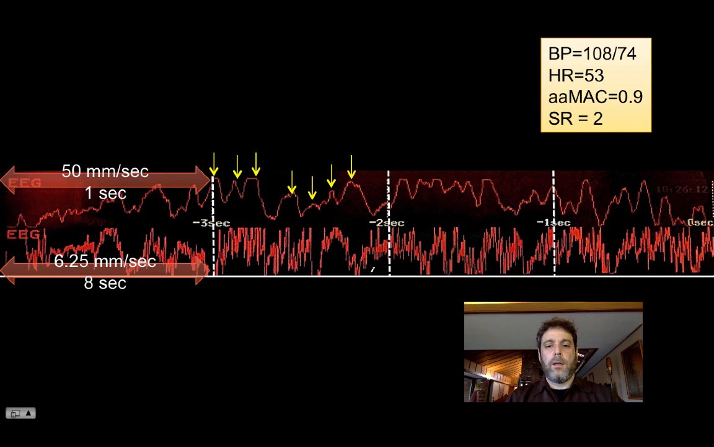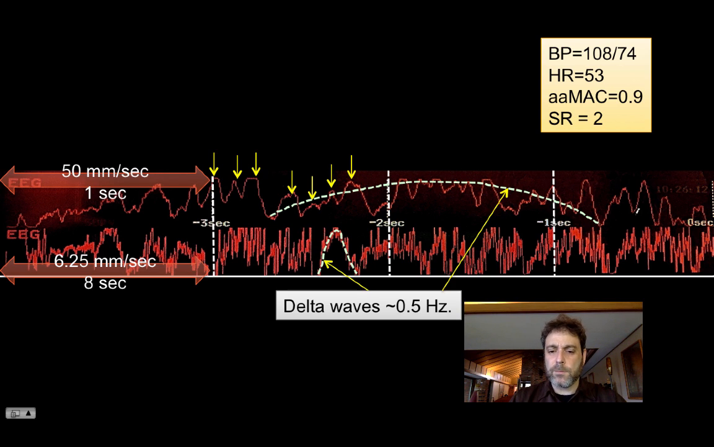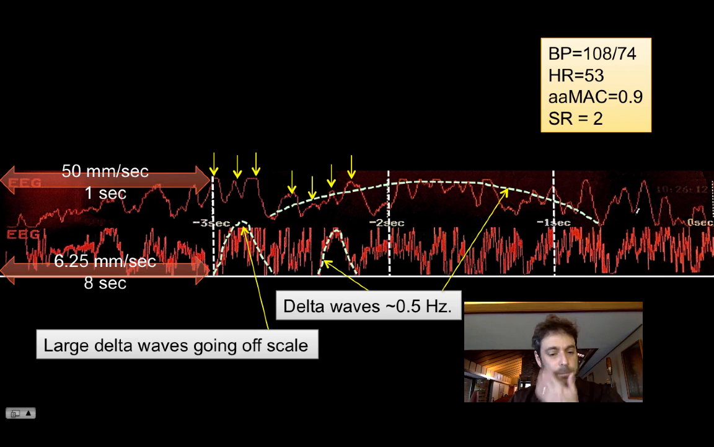So you can see over there the 1, 2, 3, 4, 5, 6, 7 theta waves, and there are the slow delta waves. This is the same. This is a delta wave at the fast sweep speed and the delta wave at the slow sweep speed, and you can see that it's approximately 1 delta wave per 2 seconds at about 0.5 Hertz. Another example of a delta wave which is going off scale, it's very high amplitude.